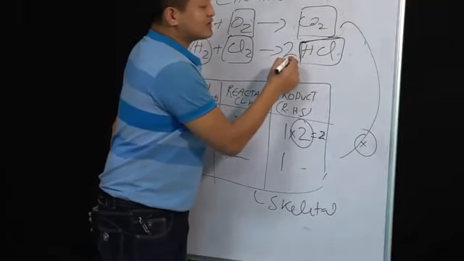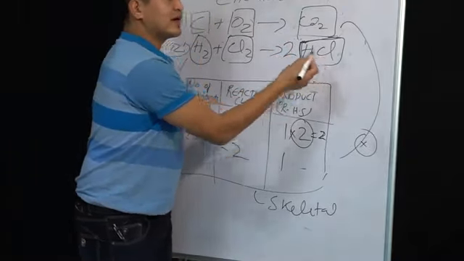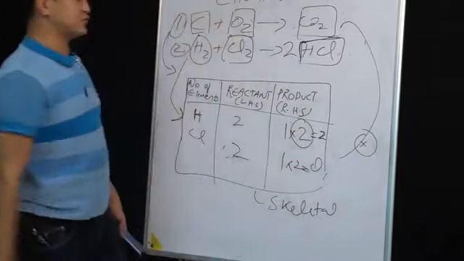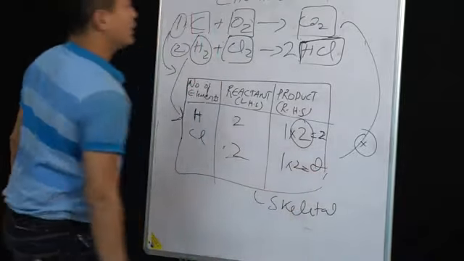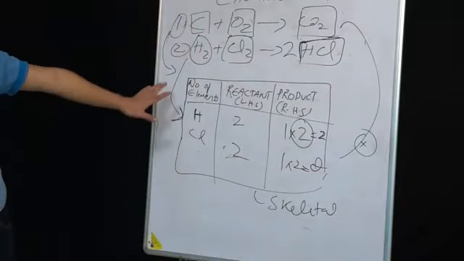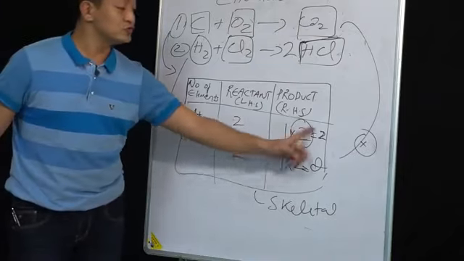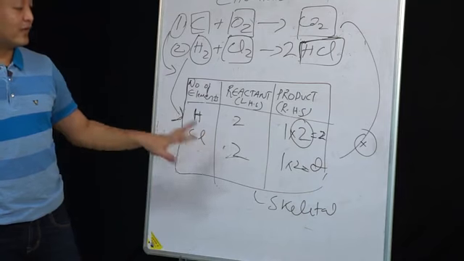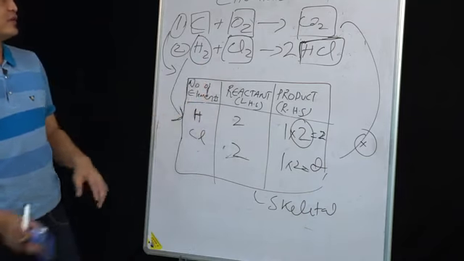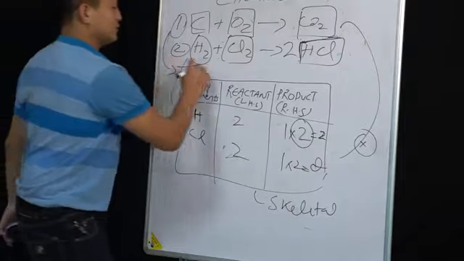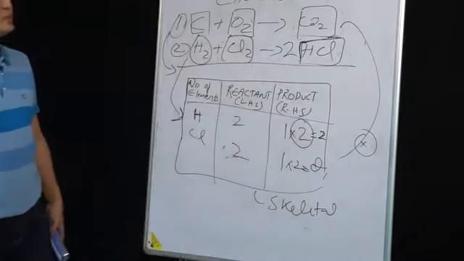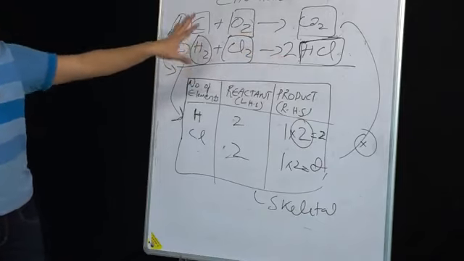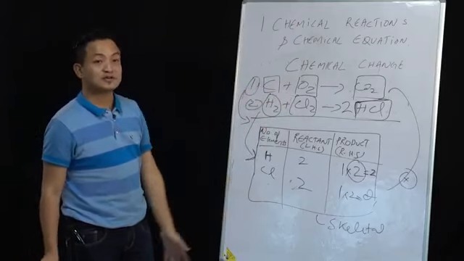But while adding this 2 here, even this chlorine becomes 2. So now everything is balanced. Now we have 2, 2, 2, 2 on the reactant and on the product, everything is equal. Now this equation is already balanced. So this is not a skeletal equation anymore because we have already added another 2 here. So now left hand side and right hand side is equal. So this chemical equation is balanced.